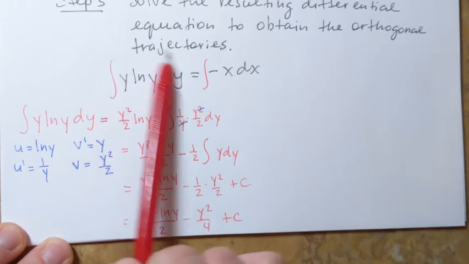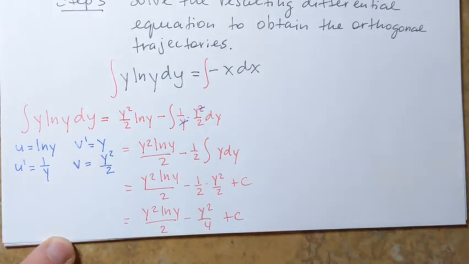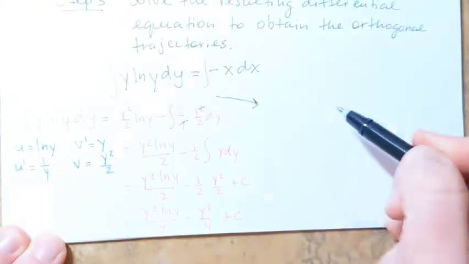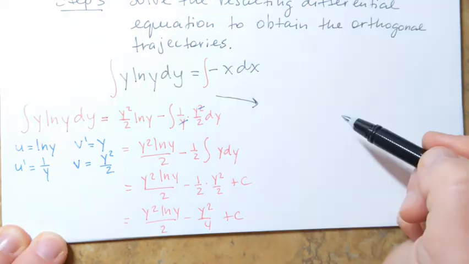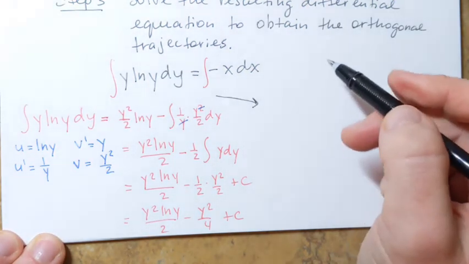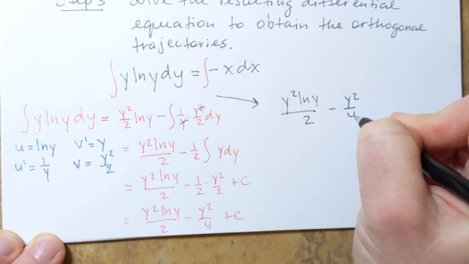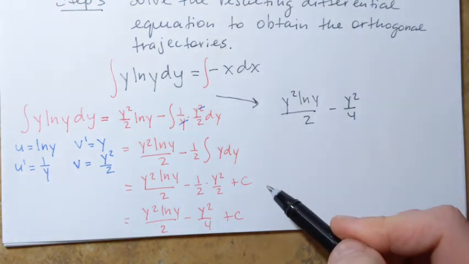Perfect. Okay, so that was the left-hand side. We said the right-hand side is a little bit easier, so we can write it down right away. So copying that equation, or results of integration, the left-hand side: y squared ln of y over 2 minus y squared over 4. Now I said c over here.